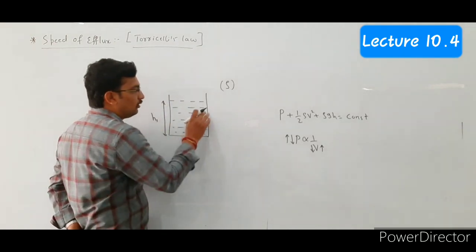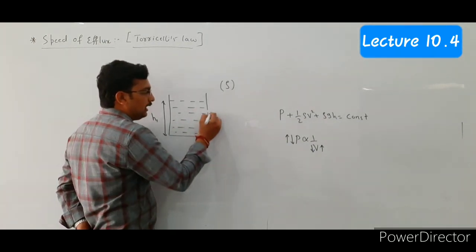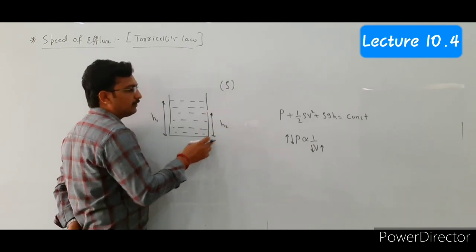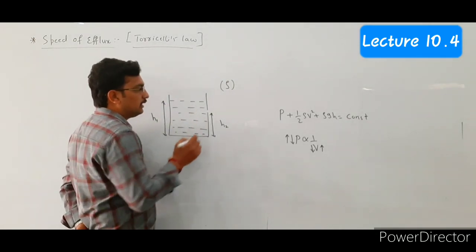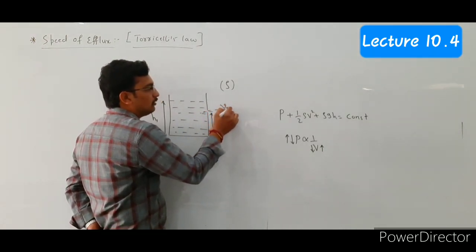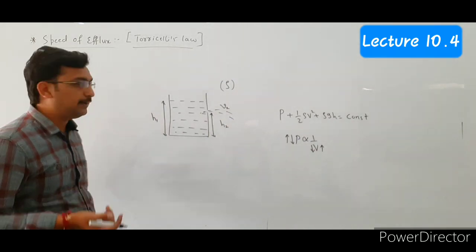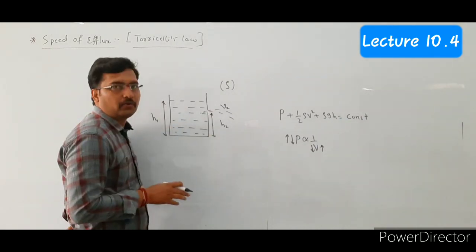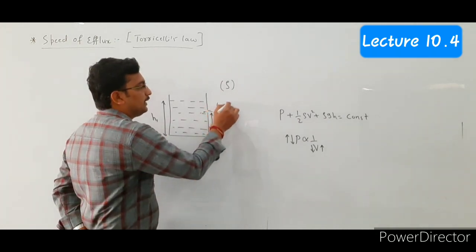After that, there is a hole in the tank at this point, at a height h2 from the bottom surface of the tank to the hole. Because there is a hole in the tank, the liquid emerges from this hole with some speed, that is V2. That is known as the speed of efflux. So when there is a hole in a tank, the liquid exits from that hole with some velocity or speed, known as the speed of efflux.